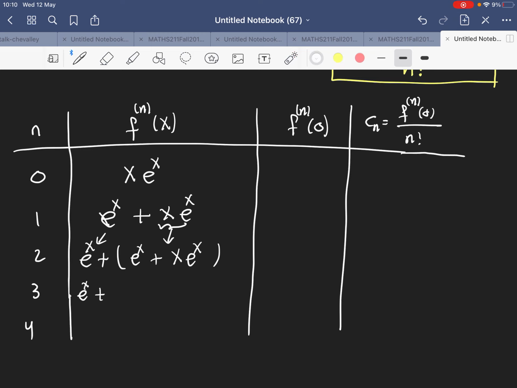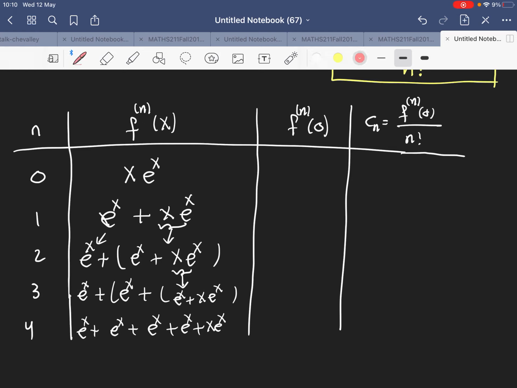This is e^x, this is e^x, and this one will give me e^x plus xe^x. Again, you don't need to take the derivative. Keep it as it is. Now the next one will be e^x plus e^x plus e^x plus e^x plus xe^x, which is 4e^x plus xe^x, and so on. Now we substitute at 0.